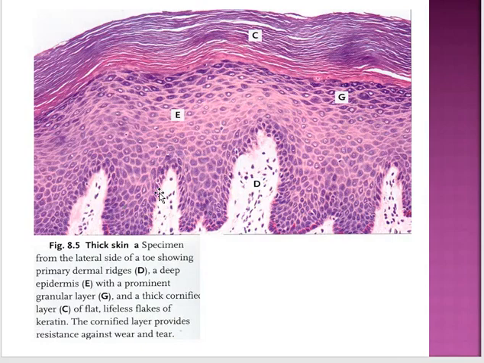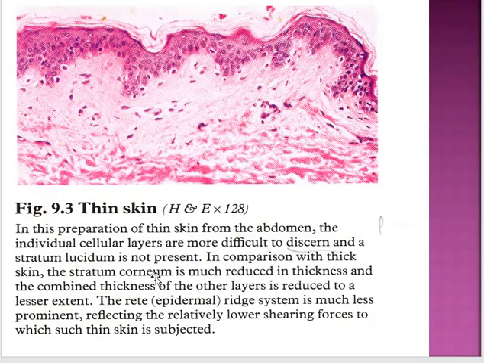It is present on the palm of the hand and the sole of the foot, and it's hairless, has no erector pili muscles, has no sebaceous glands, although it does have sweat glands. But the thin skin, here we are looking at the thin skin, is present on the remainder of the body, possesses hair follicles, erector pili muscles, sebaceous glands, and sweat glands.